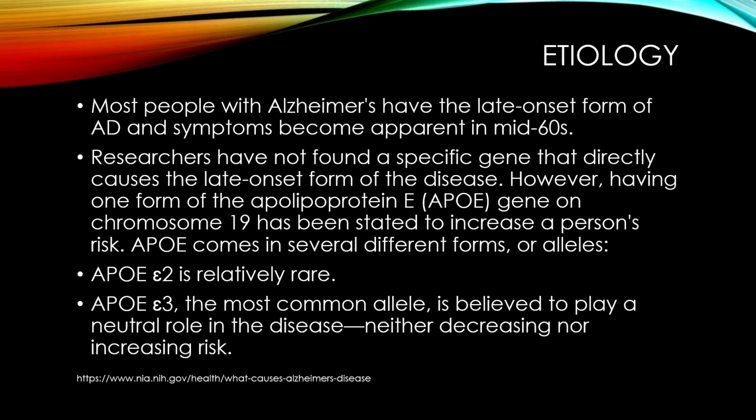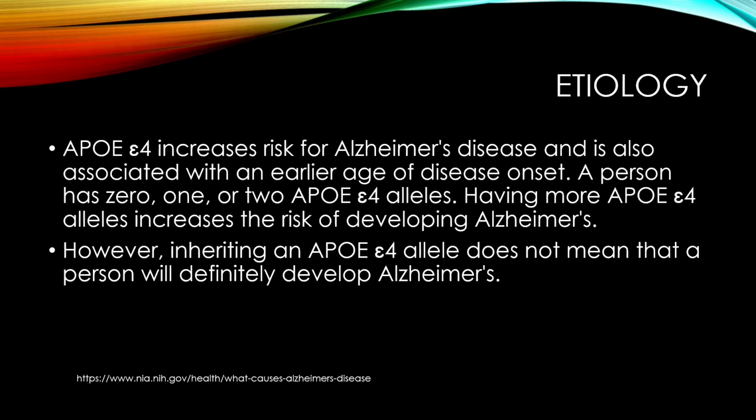And the ones that we'll be focusing on, you have different forms, and you have alleles also. You have the ApoE2, which is relatively rare, and then you have your ApoE3, the most common allele, and is believed to actually play a neutral role in the disease, neither decreasing nor increasing your risk. But the ApoE4, so 2 is rare, 3 doesn't have anything to do, it doesn't increase or decrease your risk, but ApoE4 increases the risk of Alzheimer's disease and is also associated with an early age of disease onset.